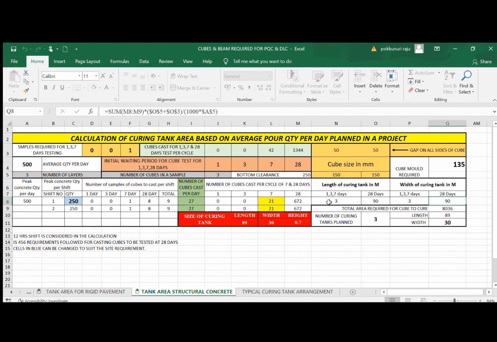Now coming to the height, which is the third dimension, how to decide the height of the curing tank.